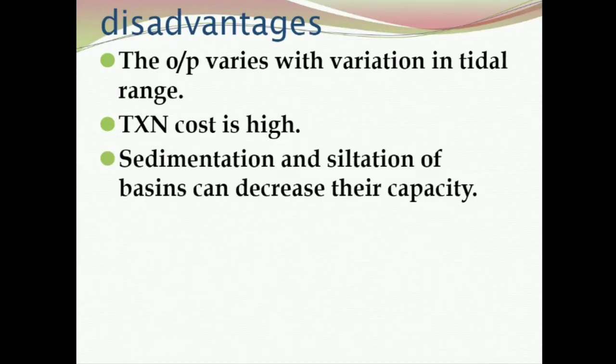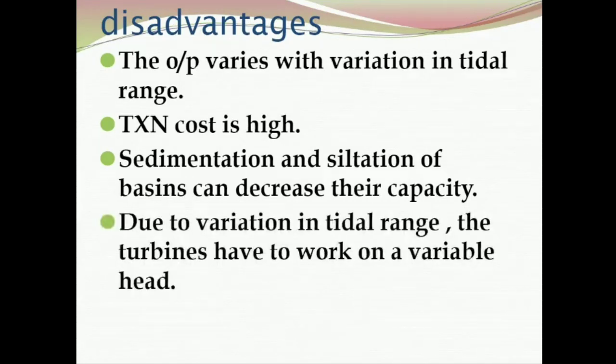Then sedimentation and siltation of basins can decrease their capacity. As the seawater enters the basin, the sand and other particles may get deposited inside the basin. Due to this, the capacity of the basins may get reduced. Due to variation in tidal range, the turbines have to work on a variable head, since there is some unpredictability in the tidal range. The head of water available may vary. According to that, the turbines used in this type of power plants may have to work on a variable head.